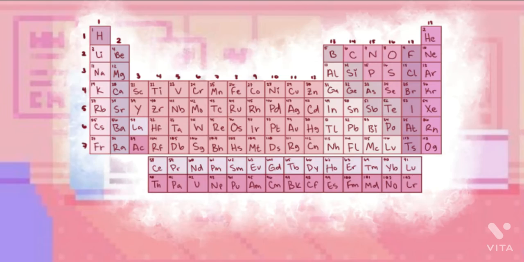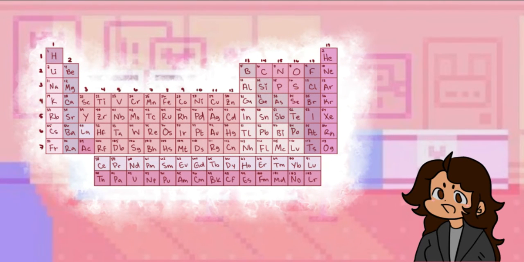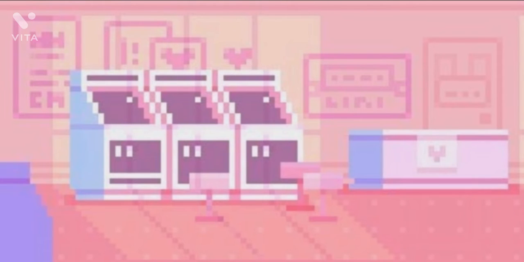So this is a periodic table. It's a table that's organized by groups and periods. Elements that are similar to each other are put in groups together because they have the same number of valence electrons. Elements in group 1 have 1 electron, elements in group 2 have 2, and so on and so forth.